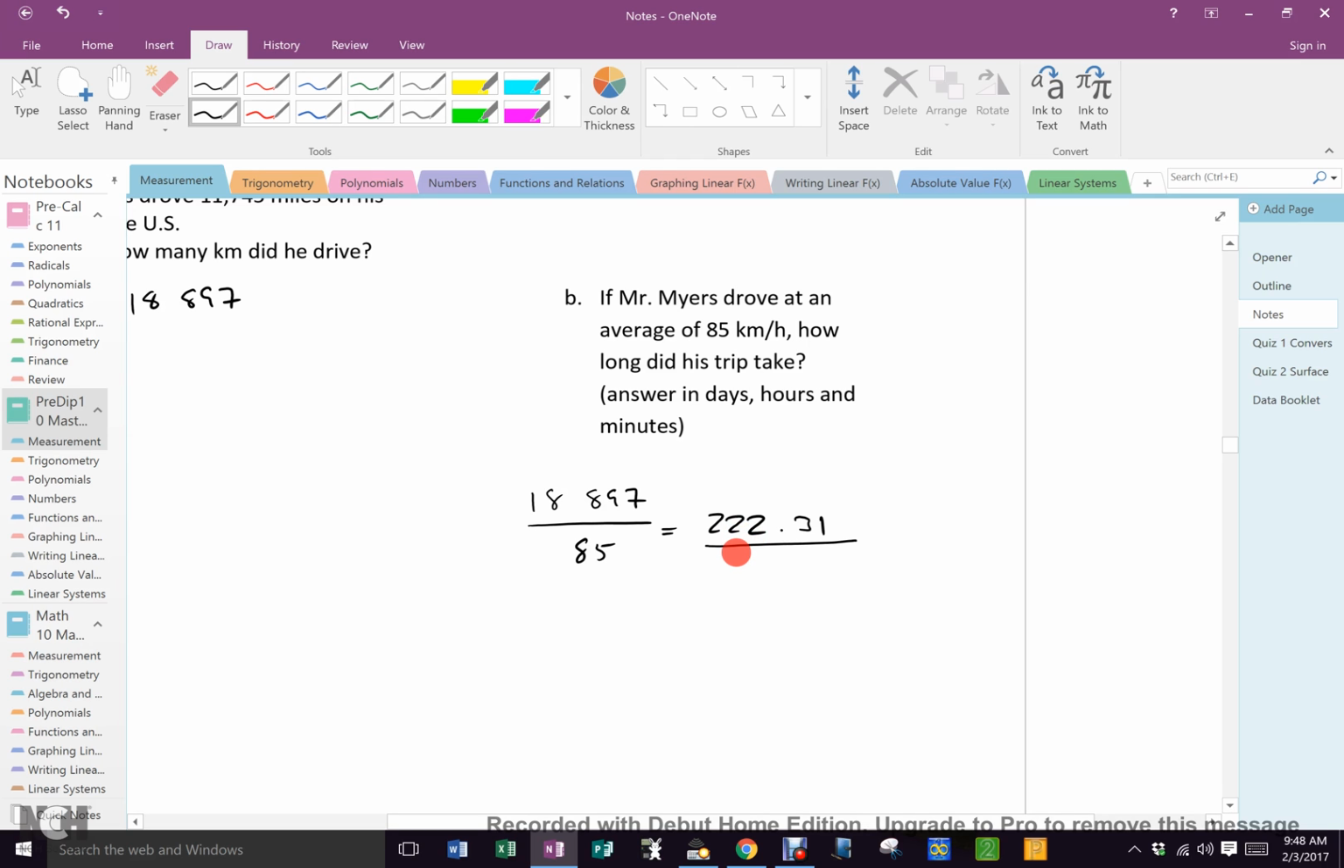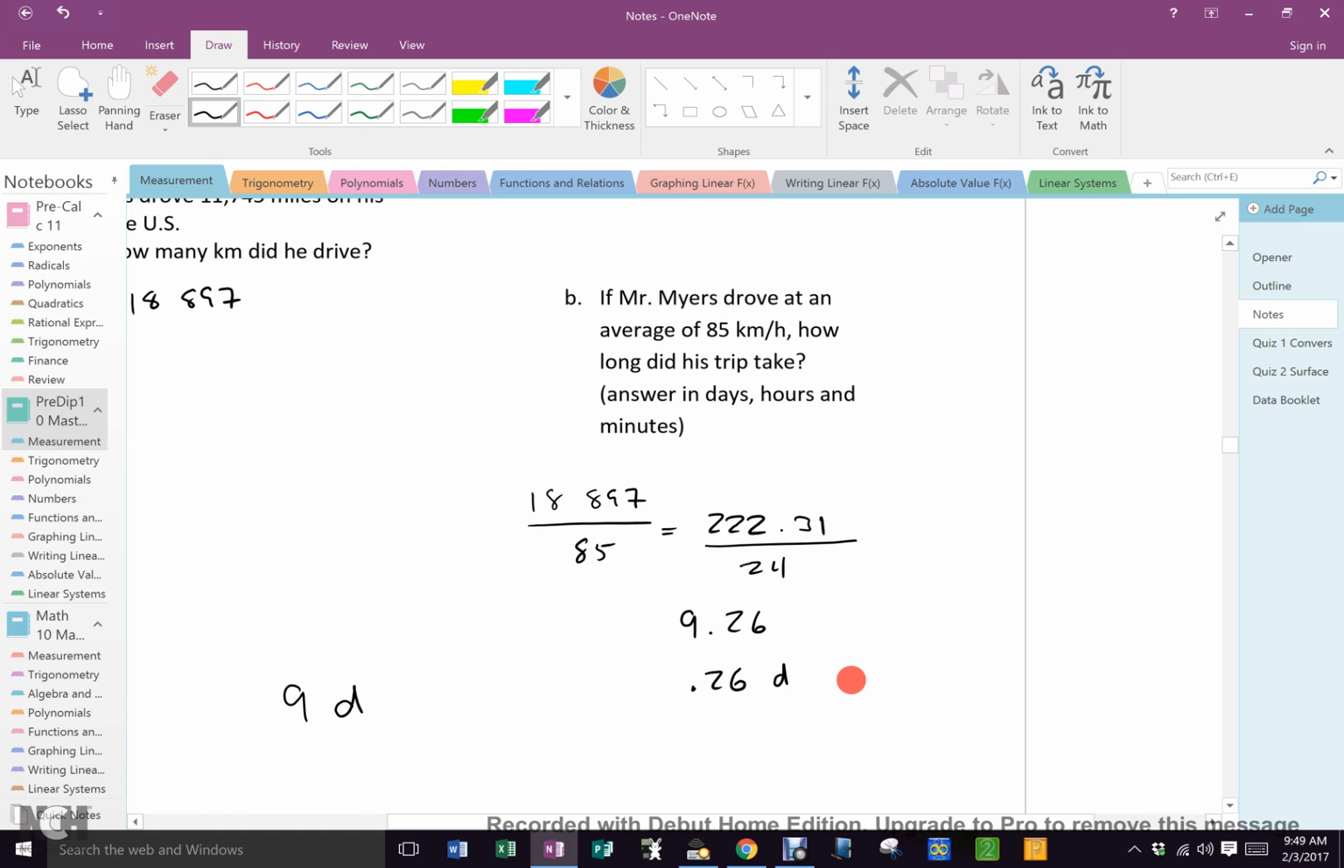So what do I do there to find the days? Kathleen. I divide by 24, which gets me 9.3 something. 222.31 divided by 24. 9.26, yeah. So 9.3, right? 9.26, fine. That's how many days. 9 days. Now, I also drove 0.26 of a day, didn't I? I don't want days, I want hours, right? So what do I have to do to convert days to hours?